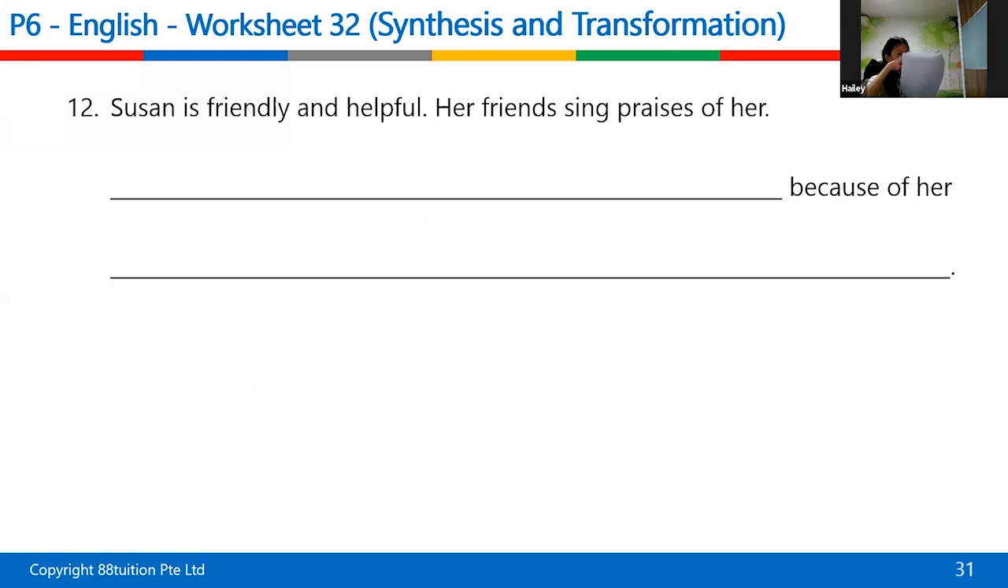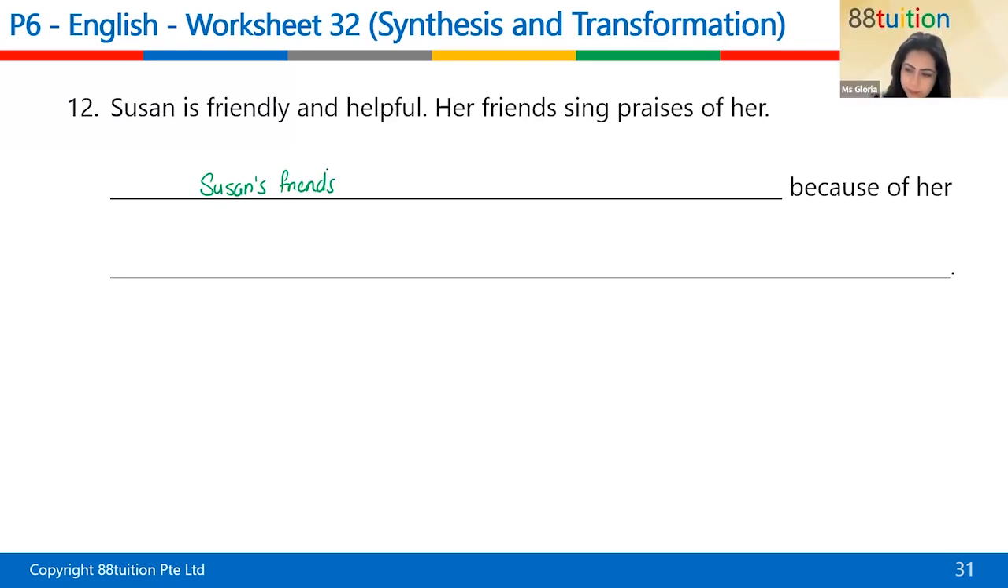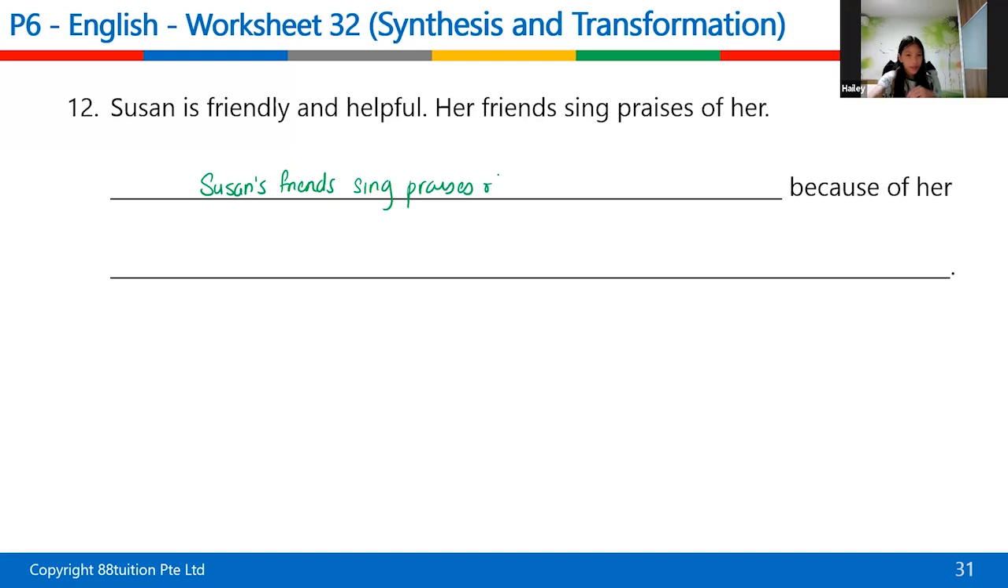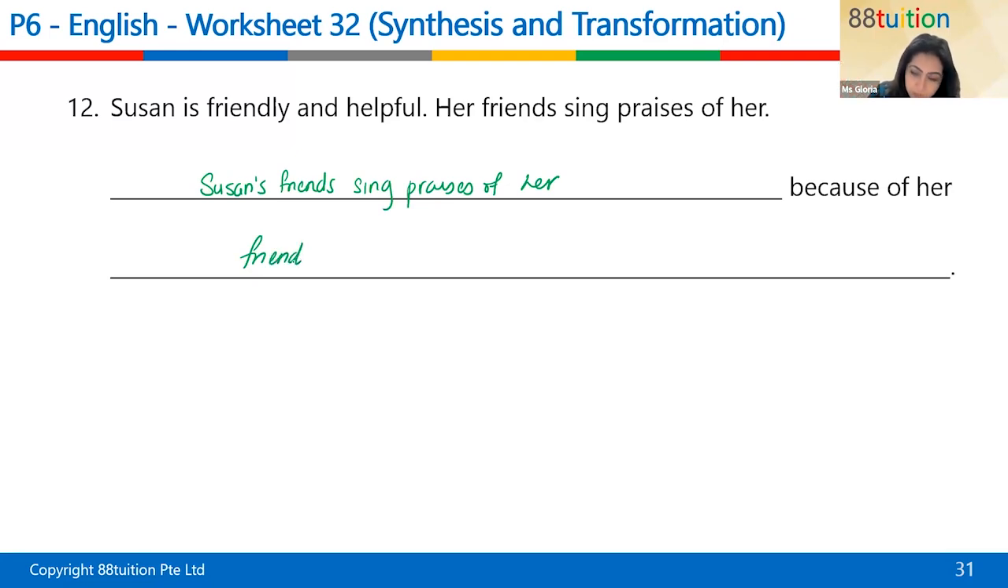Her friends sing praises of Susan because of her friendliness and her helpfulness. Why not just say Susan's friends? Isn't that better? Yeah. Susan's friends sing her praises because of her friendliness and helpfulness. Thank you.